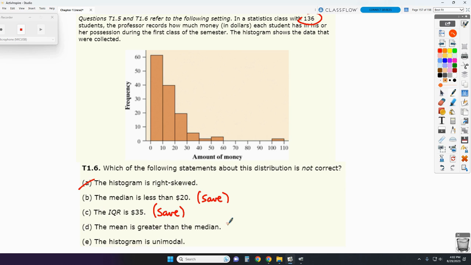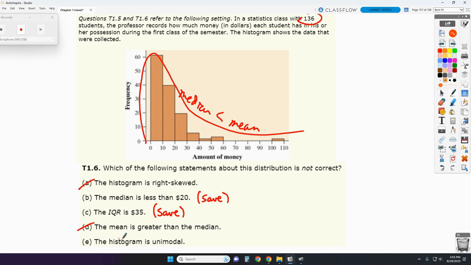Since this is a skewed distribution, regardless of, let's take that back. Since it is skewed, the mean and median are going to be different values. And since it's skewed right, we know the mean, why did I write it S? The mean is going to be chasing the tail down here, which means the mean in this case is going to be greater than the median. So if the mean is greater than the median, that is a true statement. It is not a not correct statement.